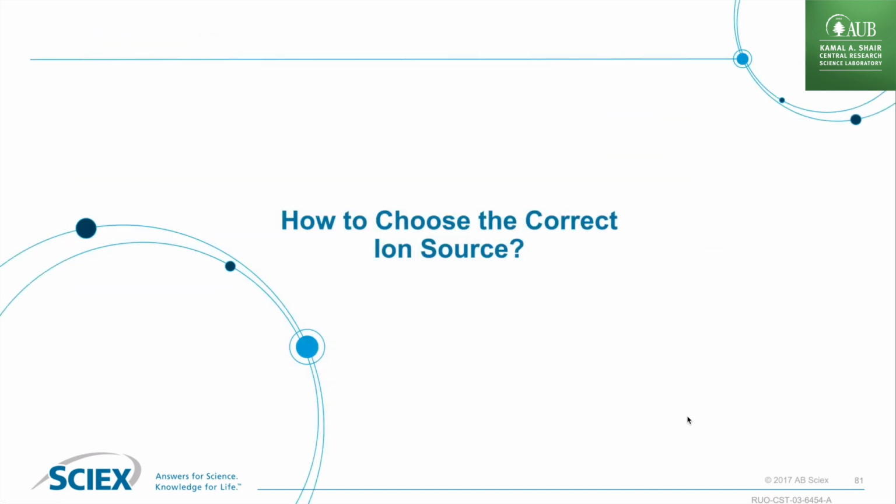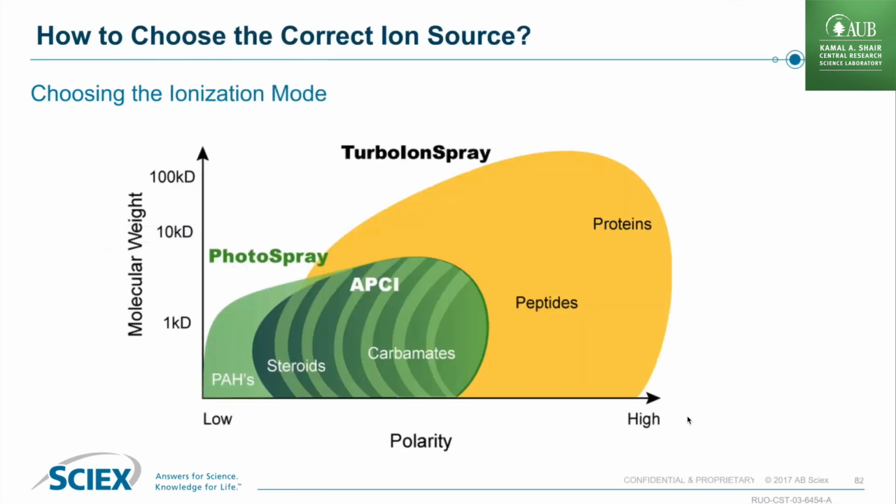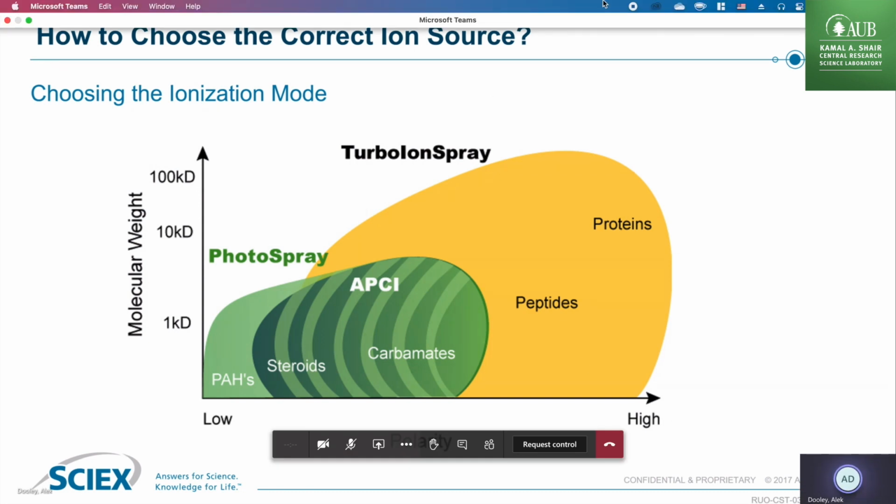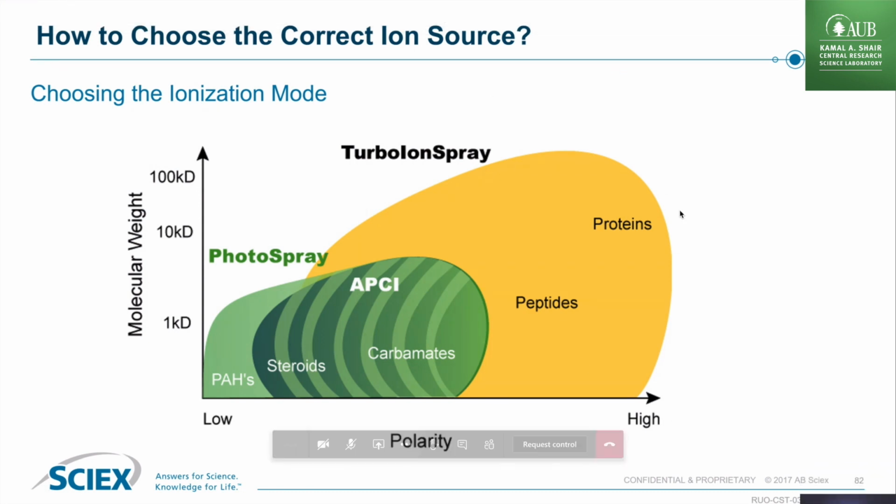Okay, so how do you choose the correct ion source? In order to speed things up, I didn't talk about APCI in today's lecture. I took that out. Many customers don't use APCI anymore. APCI stands for atmospheric pressure chemical ionization. And you see this slide shows you how to choose the correct ion source, and it also kind of shows you why APCI is not so popular anymore.